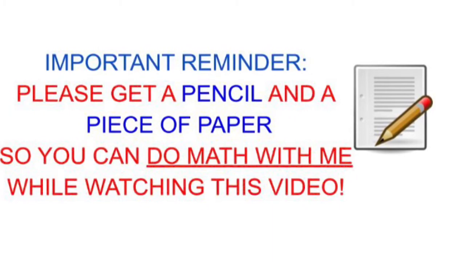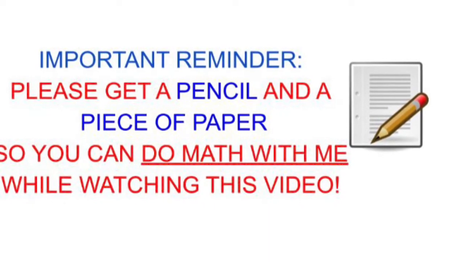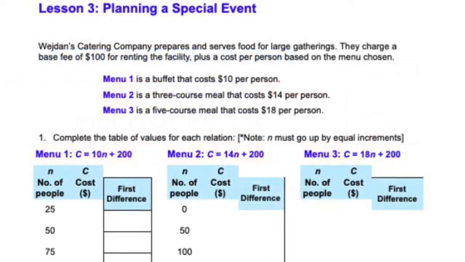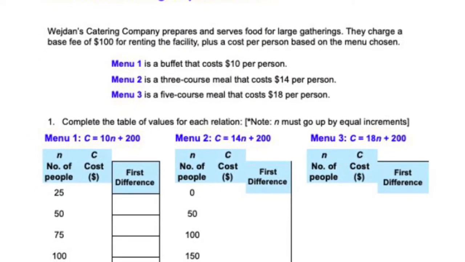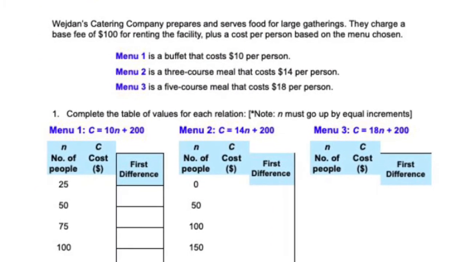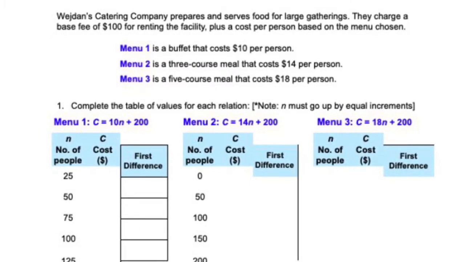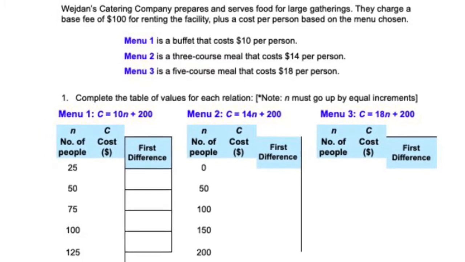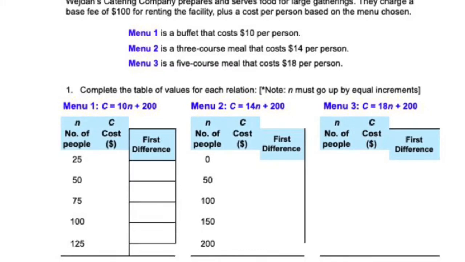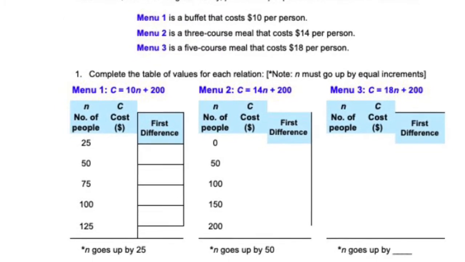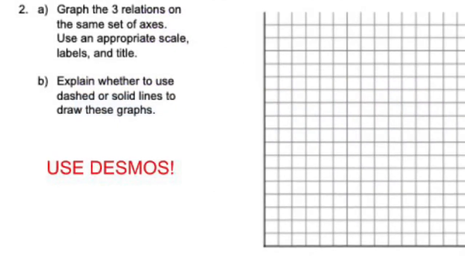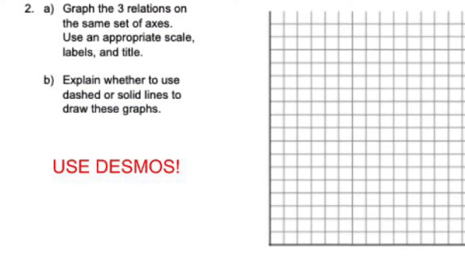So we are going to look at this page from the assignment, lesson 3, planning a special event. And there are 3 menus that we need to pick from. We can choose menu 1, menu 2, menu 3. They each have an algebraic representation or an algebraic model, an equation, and we want to graph them. And we're going to graph them using Desmos eventually.